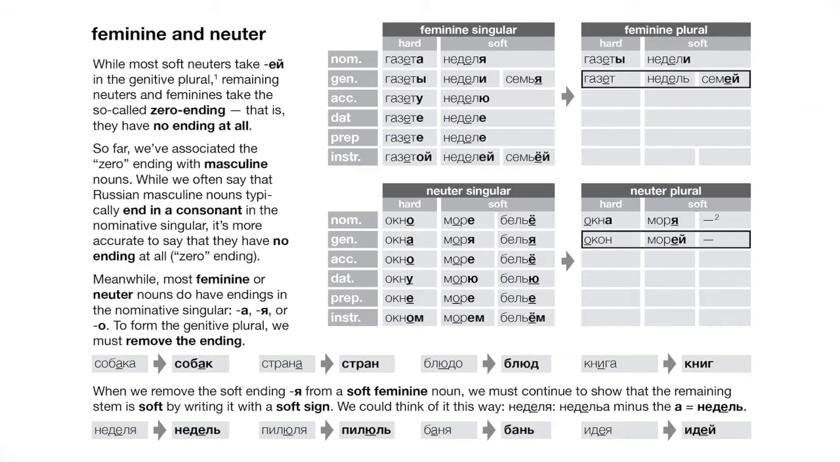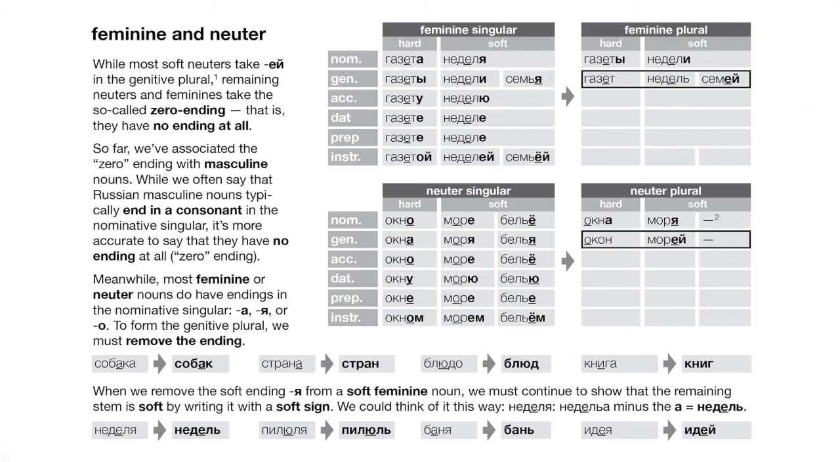And here we just happen to be left with a soft stem, right? So how do we show that? How do we show a form that no longer has an -a ending, but is simply the bare soft stem? Well, of course, we use a soft sign to do that, right? So note that spelling, nedel', with the soft sign. That's your genitive plural form.